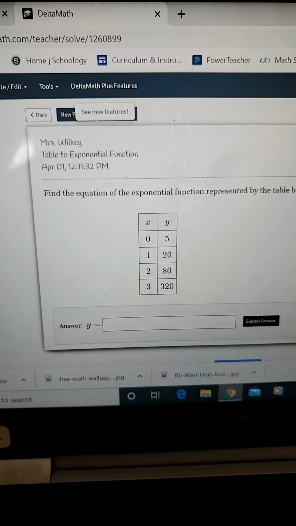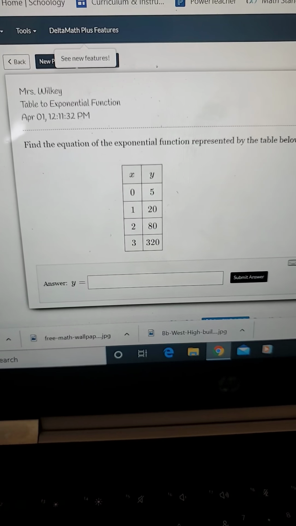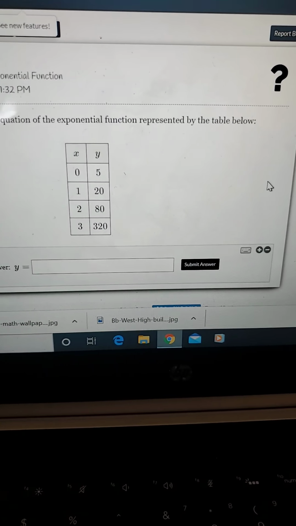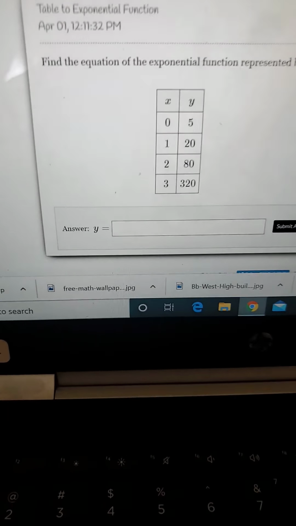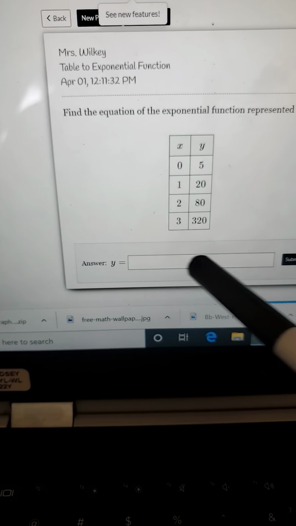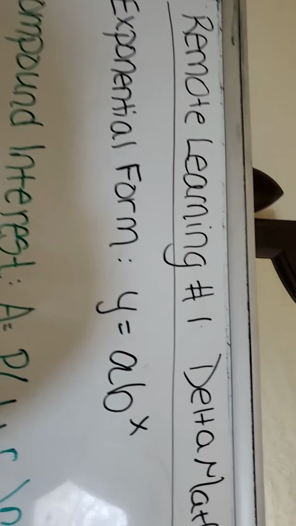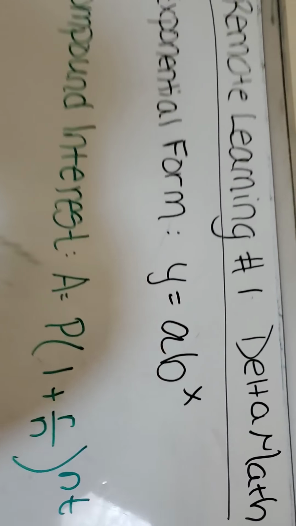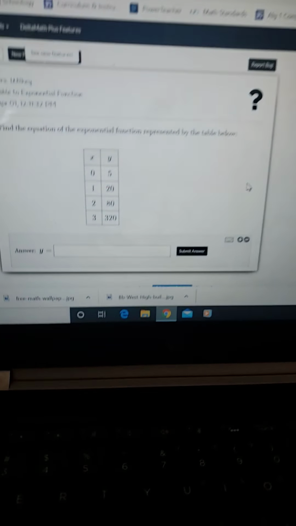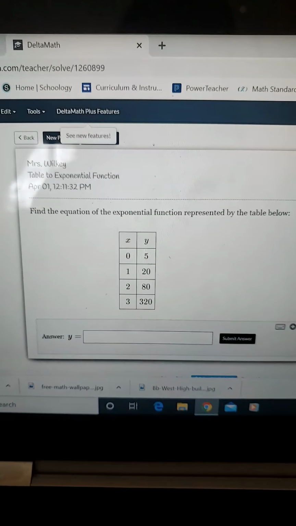And it looks something like this. Find the equation of the exponential function represented by the table below. Okay, so it says y equals. So we need to put something here that looks like an exponential function, which, if you remember, looks something like this. All right, so we can do this by looking at the relationship between x and y.